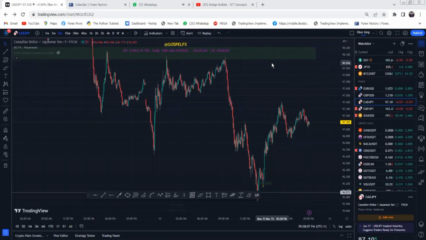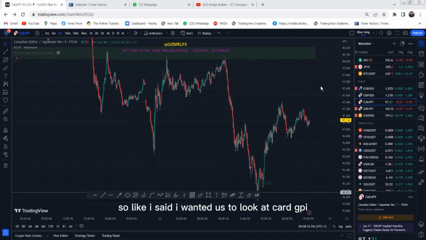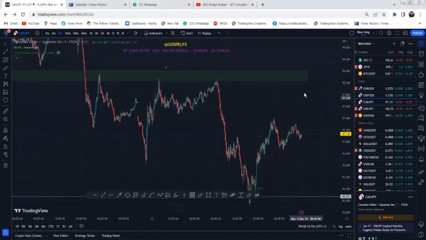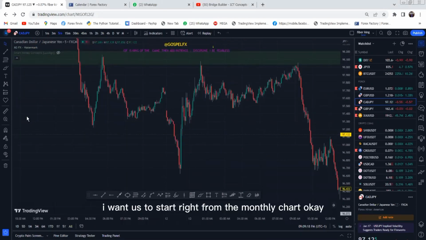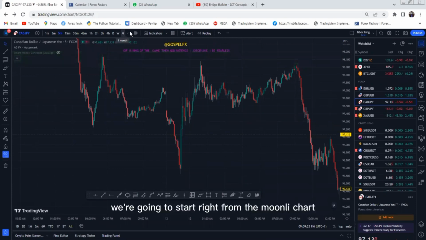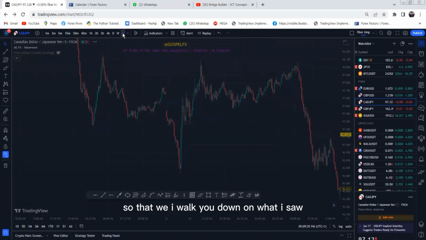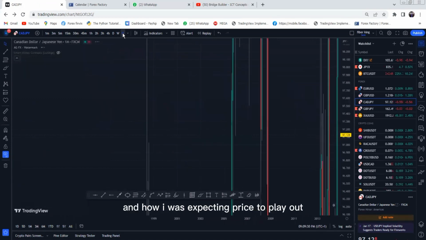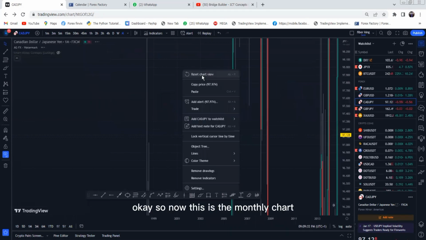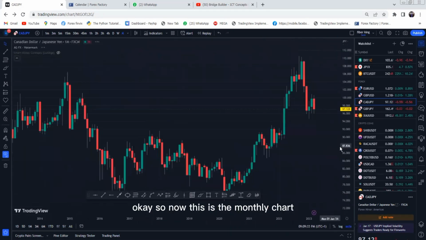Let's just start. So like I said, I wanted us to look at CADJPY. I want us to start right from the monthly chart. We're going to start right from the monthly chart so that I walk you down on what I saw and how I was expecting price to play out. So now this is the monthly chart.